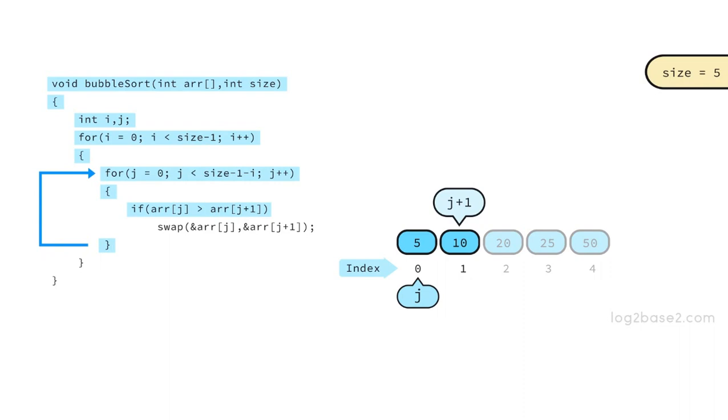But now the condition j less than size minus 1 minus I fails as 1 is not less than 1. So the fourth iteration of the outer for loop is also completed, and we got the fourth largest element also sorted. Now in the next iteration of the outer loop, I is equal to 4. But now the condition I less than size minus 1 fails as 4 is not less than 4. And now the control comes out of the loop and we got the array sorted. So that is how the bubble sort function works.